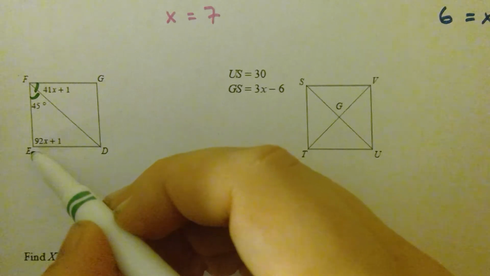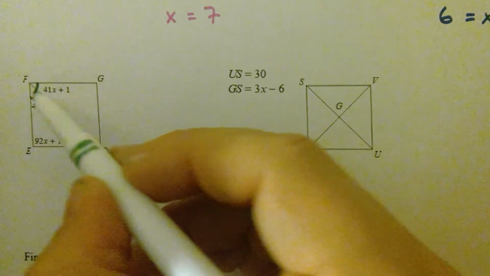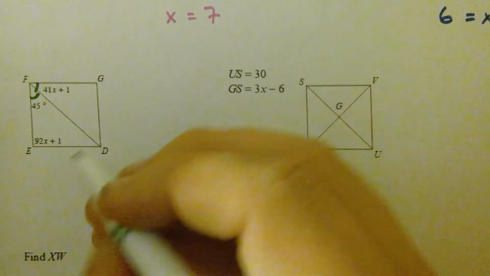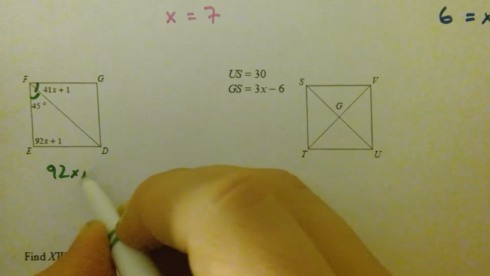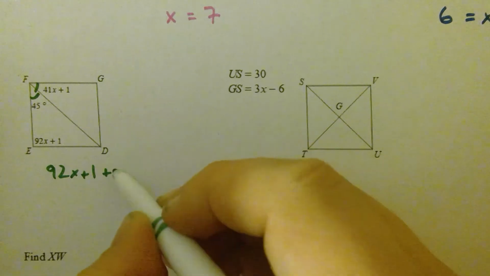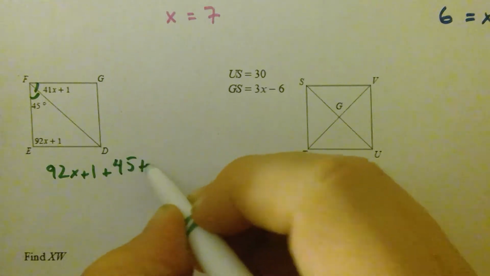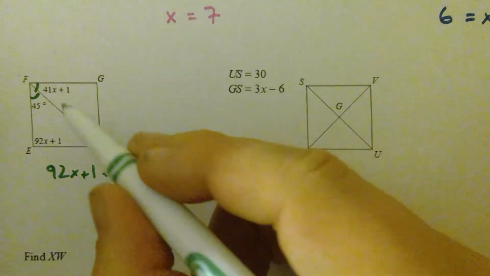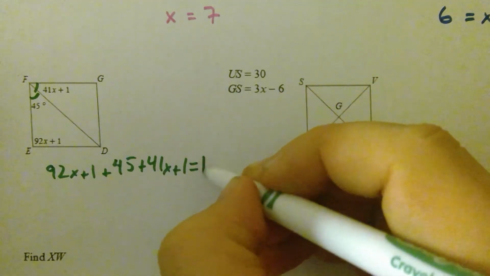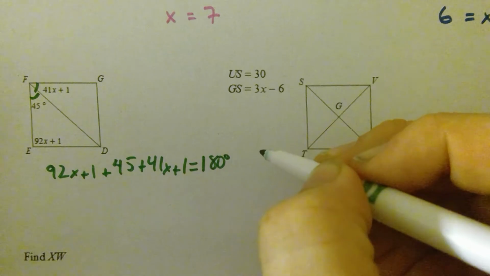So since angle E is next to this big angle over here, we can add all 3 of these angles together. So we have 92x plus 1 plus 45 plus 41x plus 1. And since they're adjacent, they add up to what? Hopefully you said 180 degrees.